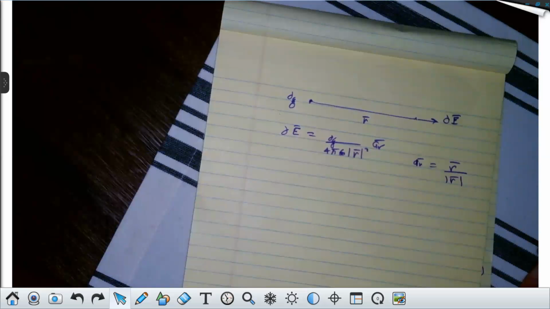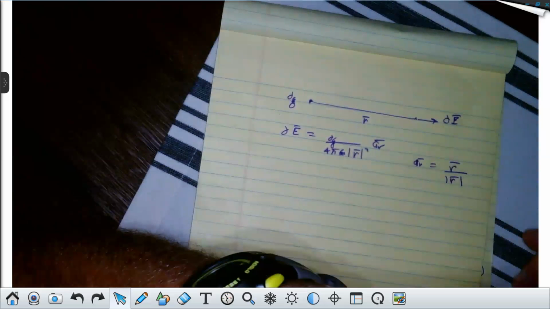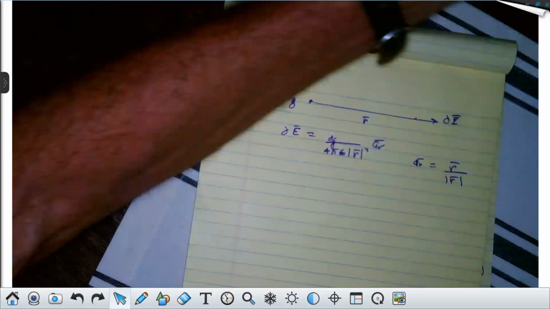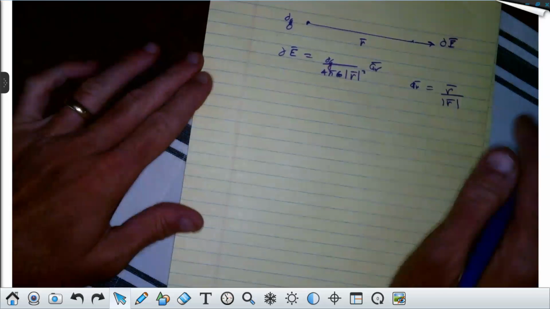Now I'm going to apply that to two problems. And these are classic problems that you probably have had in physics. One is the ring problem. You have a loop with a constant charge density, and the other is an infinite line of charge. Both are classic and both have applications in the real world. So we're going to do it to the straight line. So this is going to be an infinite line of charge.